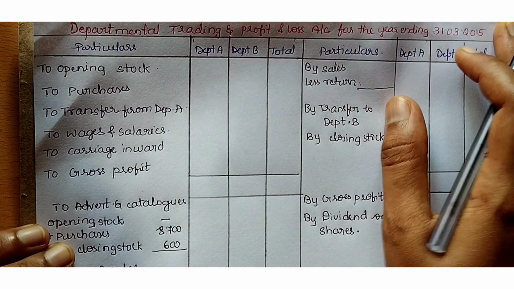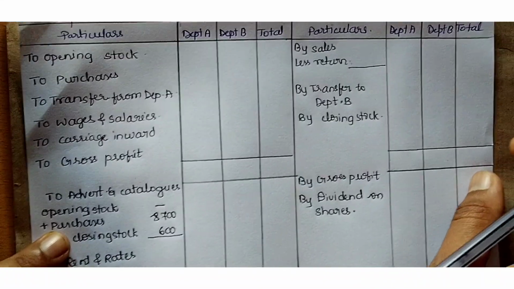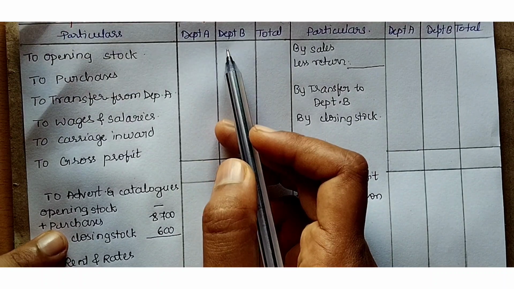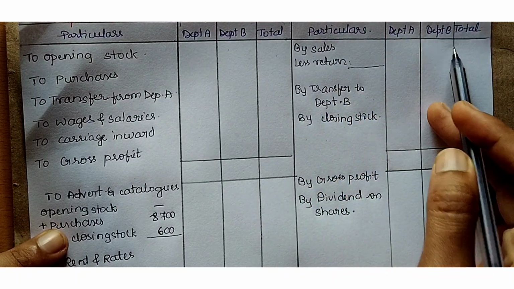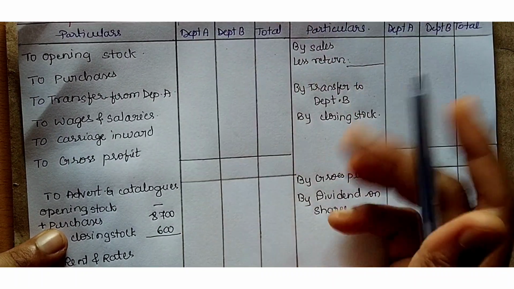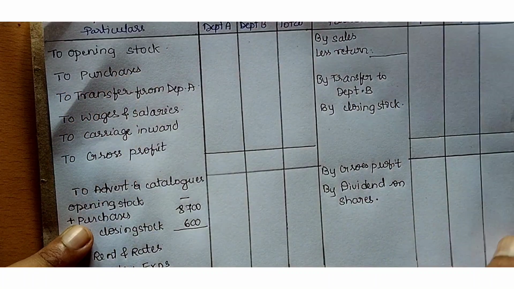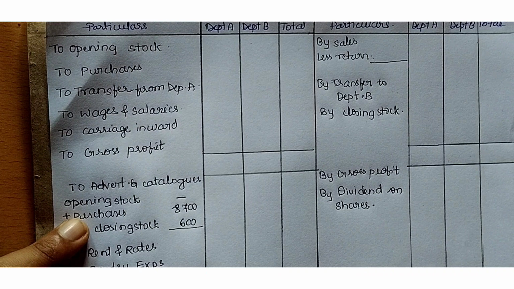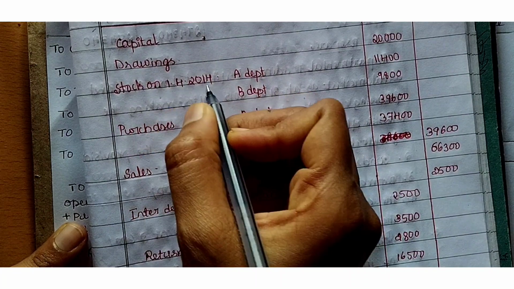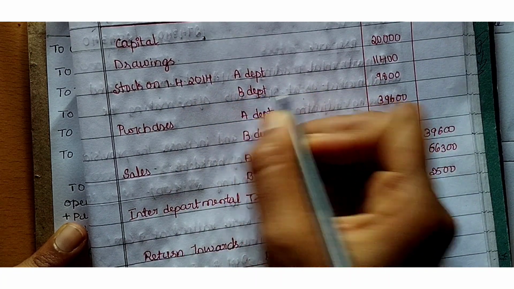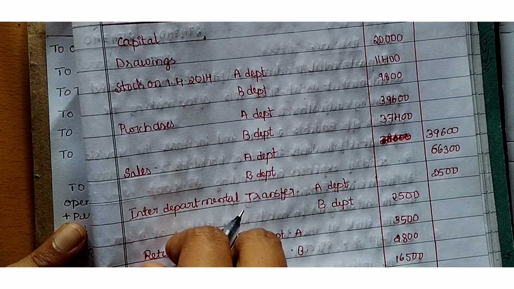Now this one, departmental trading and profit and loss account for the year ending 31st March 2015. The columns are like this: particulars, department A, department B, total, and then again on the credit side, particulars, department A, B, and total. As usual, the trading account begins from the opening stock. See the question, stock on 1/4/2014, A department, B department is given, right? You have to take 11,400 and 9,800.